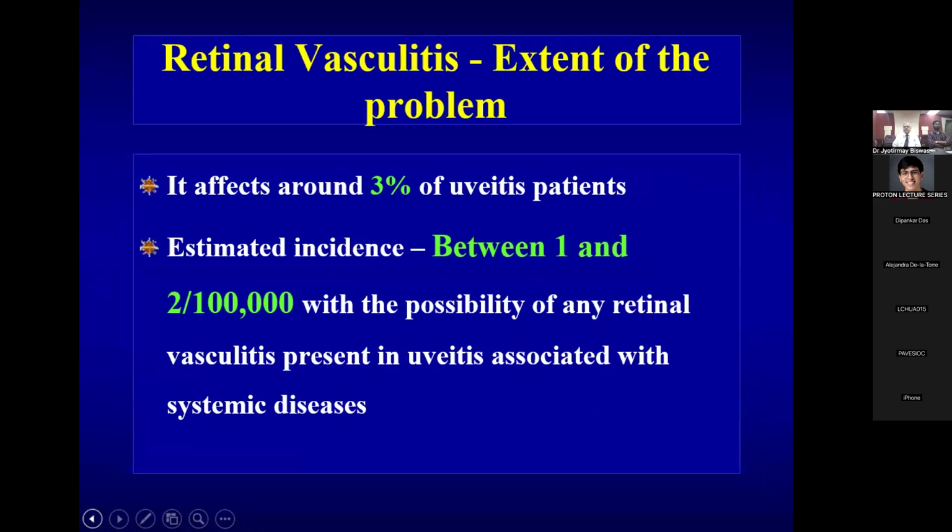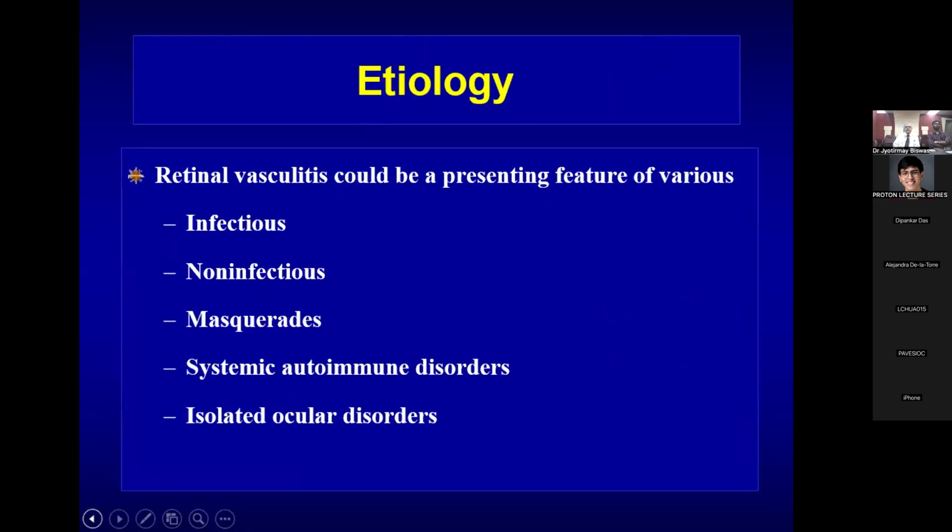It affects around 3% of uveitis patients. Estimated incidence is between 1 to 2 per 100,000, with the possibility of any retinal vasculitis present in uveitis associated with systemic disease. It could be a presenting feature of non-infectious, infectious, masquerade, systemic autoimmune disorder, or isolated ocular disorder, non-infectious being the most common.